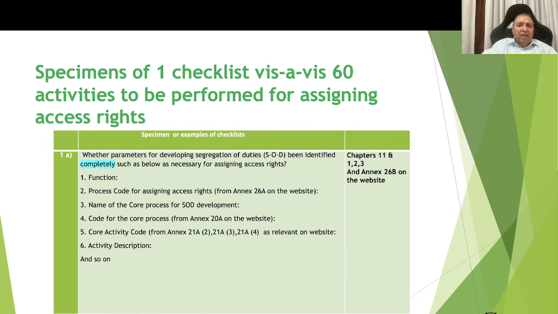Now I'm giving another example of the specimen of the checklist vis-a-vis the activities performed for assigning the access rights. Here, the checklist must incorporate whether the parameters for developing the segregation of duties concept have been identified completely, such as below, for assigning access rights. Function is very well defined. Process code for assigning access right is defined. Name of the core process, code of the core process, core activity code, activity description. These are very well defined and populated.